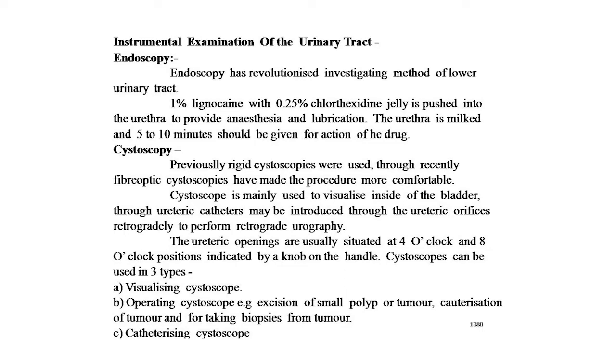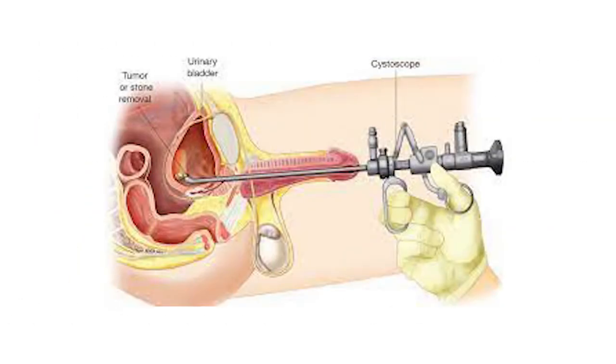The ureteric openings are usually situated at the 4 o'clock and 8 o'clock positions, indicated by a knob on the handle. Cystoscopes can be used in 3 types: visualizing cystoscope; operating cystoscope, for excision of small polyps or tumors, cauterization of tumors and taking biopsies from the tumors; and the third is the catheterizing cystoscope. Dear students, here is the animated picture of the cystoscopy.